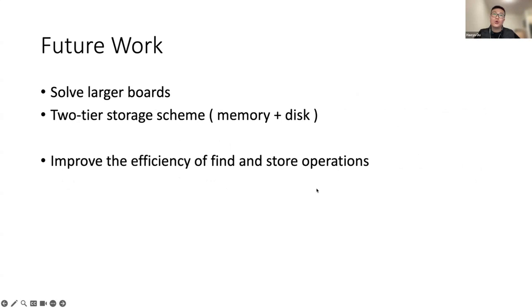As for future work, if one wants to solve larger boards, perhaps because of memory constraints, it may be preferable to use a 2-tiered approach. Basically, it means we don't have enough memory, so we want to use memory and disk to store the game positions we have solved. SBH works perfectly well with that, but we welcome any ideas to make it more efficient, of course. Also, we can try to improve the efficiency of the find and store operations of sorted bucket hash.